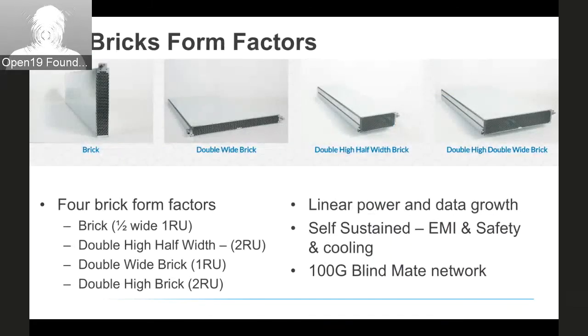If we look at the bricks and the server form factors, like I said, we have 4 form factors: a brick, a double wide brick, a double high half width brick, and a double high double wide brick, which is a 2U configuration. Important thing over here is that the bricks grow linearly. So the bigger the brick, the more data bandwidth it's getting and the more power. For example, if you look at the double wide brick, the double wide brick will get twice the power, which is 800 watts, and twice the data. So it can actually get day one 200 gigabits per second. The other element over here is self-sustained.